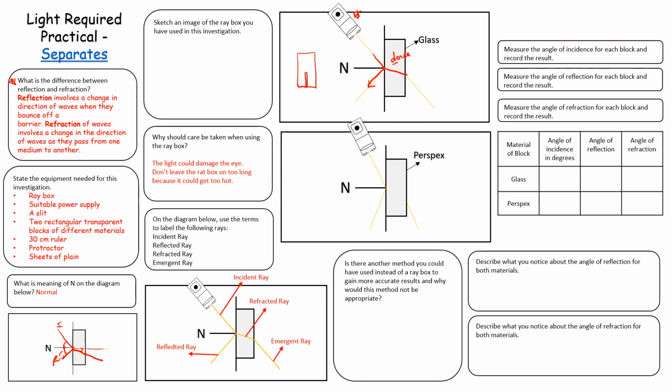Actually, I'm going to show here. If you carry on there, that's your normal line, and it's always 90 degrees from the edge of the block or the line or the mirror, whatever you're using. Again, one angle is your incident angle. This is your reflected angle. These should be the same. Your incident angle should equal your reflected angle.